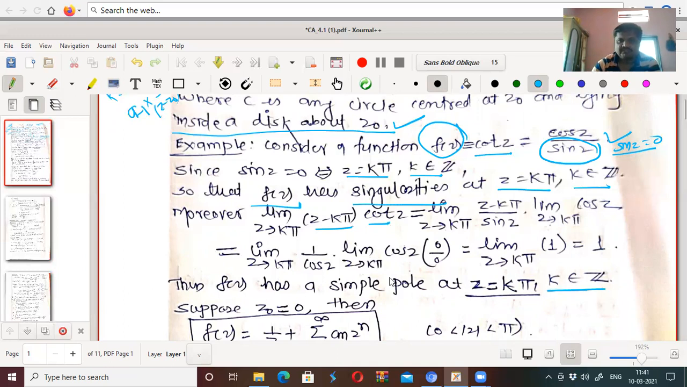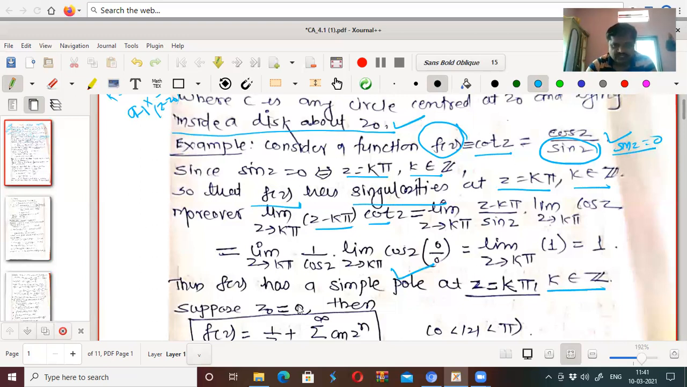So the singularity is a pole of order 1. Singularity is of three types. It may be an isolated singularity also, no doubt. An isolated singularity may be a removable singularity, a pole of any order, or an essential singularity.